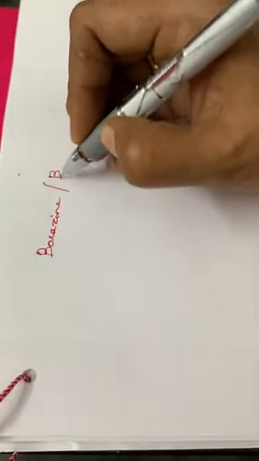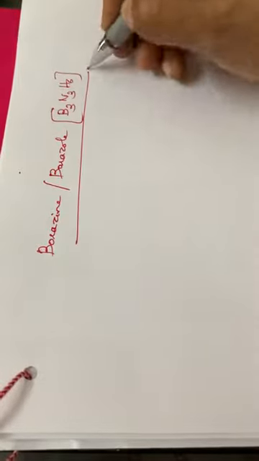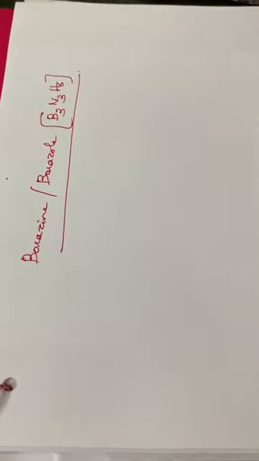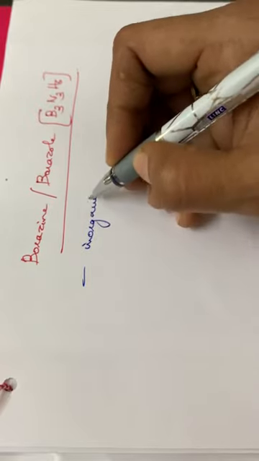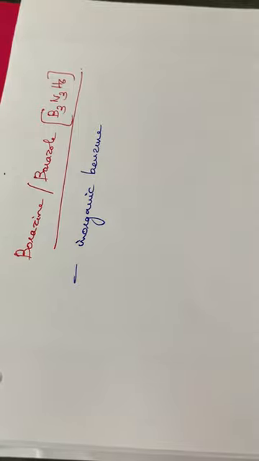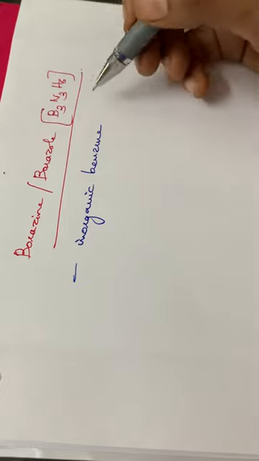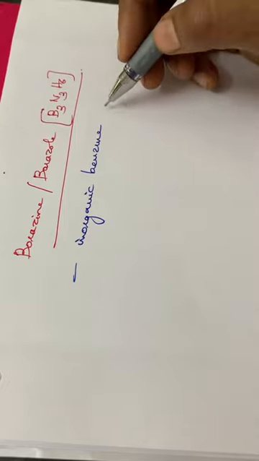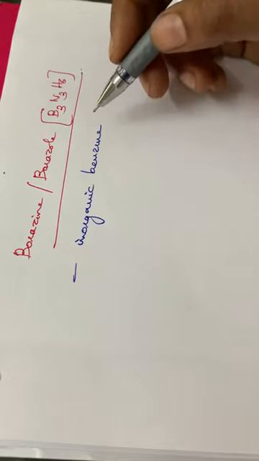Borazine or borazole, B-O-R-A-Z-I-N-E. The formula is B3N3H6. See here, borazine is otherwise called inorganic benzene. And also see here, this borazole has a very close resemblance to benzene. That is why it is called inorganic benzene.